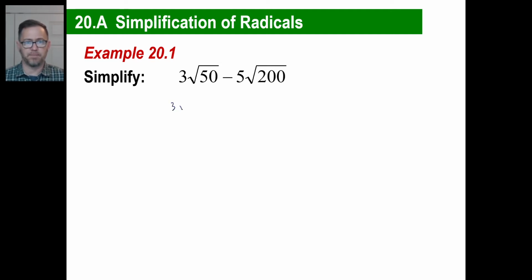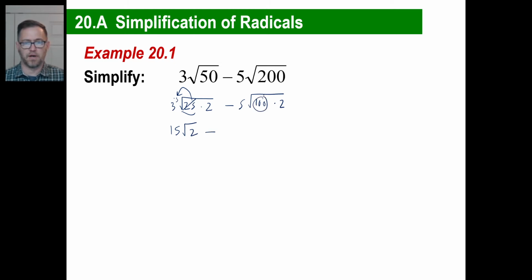So let's do 50. That's probably pretty simple. You can probably see that's 25 times 2. And this one, the 5 and the square root of 200, we did that one a minute ago. That's going to be 100 times 2. All right? So the square root of 25 is 5. That gets multiplied by 3. That gives me 15. The only thing left underneath the radical is a 2.